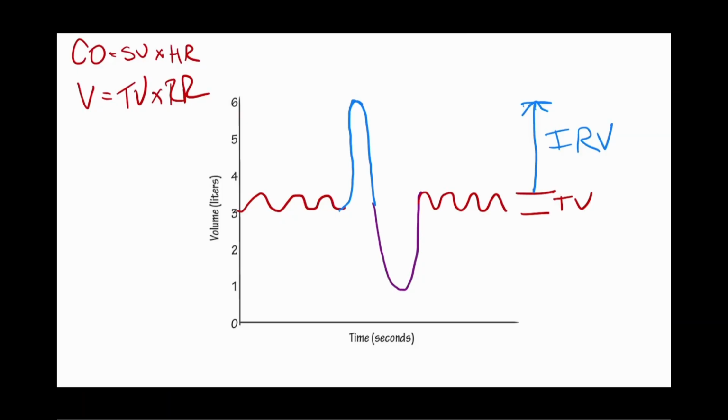We also have, if you look from the bottom part of the tidal volume to the bottom, our expiratory reserve volume. Everything you can exhale out beyond that. We have one more volume that we don't draw on here, but we know that it's there. It's called residual volume.